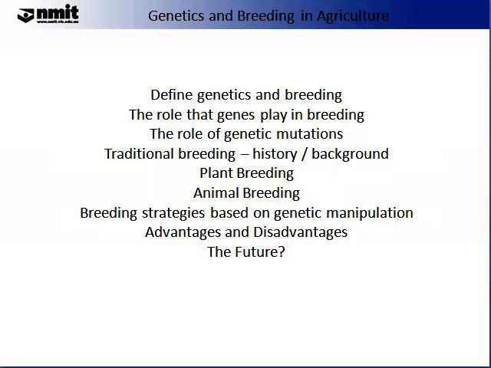We will start with a definition of genetics and breeding. We will talk about the role that genes play in breeding and the role of genetic mutations. We will look in some depth at traditional breeding, both the history and the background. We will then concentrate on some examples of both plant and animal breeding. The last part of the lectures will finish with breeding strategies based on genetic manipulation, the advantages and disadvantages of these technologies, and why we need this information for future and climate adaptation.